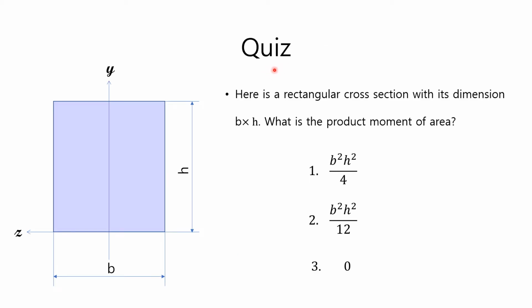Here I have a quiz for you. There is a rectangular cross-section with its dimension b by h. What is the product moment of area? Number 1, b squared h squared over 4. Number 2, b squared h squared over 12. Number 3, 0.